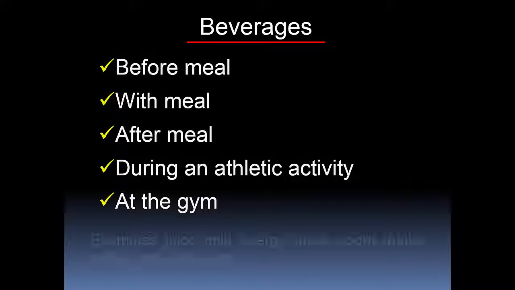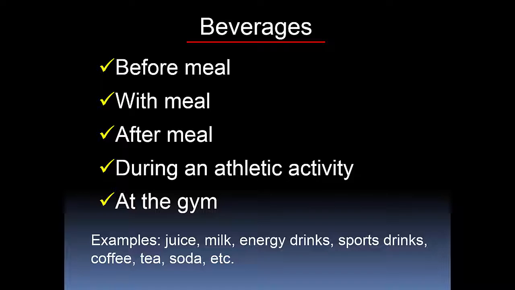The first is with regard to beverages. Did you have any beverage before the meal? Did you have any beverage with the meal, after the meal? Have you had anything to drink during an athletic activity or at the gym? This could be things like juice or milk or energy drinks, sports drinks, coffee, tea, soda, any of these kinds of things. So think about what beverages you've consumed over the course of the day and try to remember to record those in the diet analysis program.